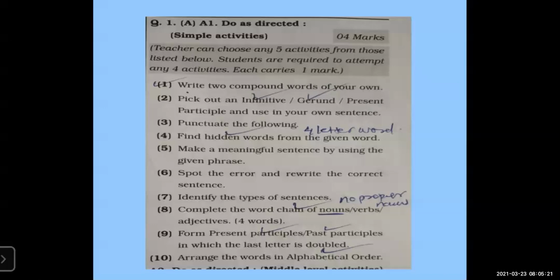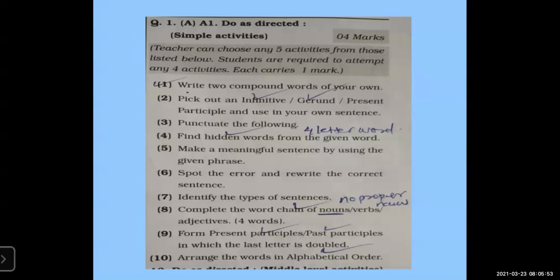Then infinitive and gerunds are there. From all these 10 activities, any 6 will come, and you have to solve any 4. Pick out any infinitive or gerund. Infinitive means what? Gerund means what? Last time I told you: to plus main verb is infinitive, and gerund means verb plus ing. You have to pick out any gerund or infinitive from the sentence. Sometimes it is asked to use it in your own sentence for 1 mark.